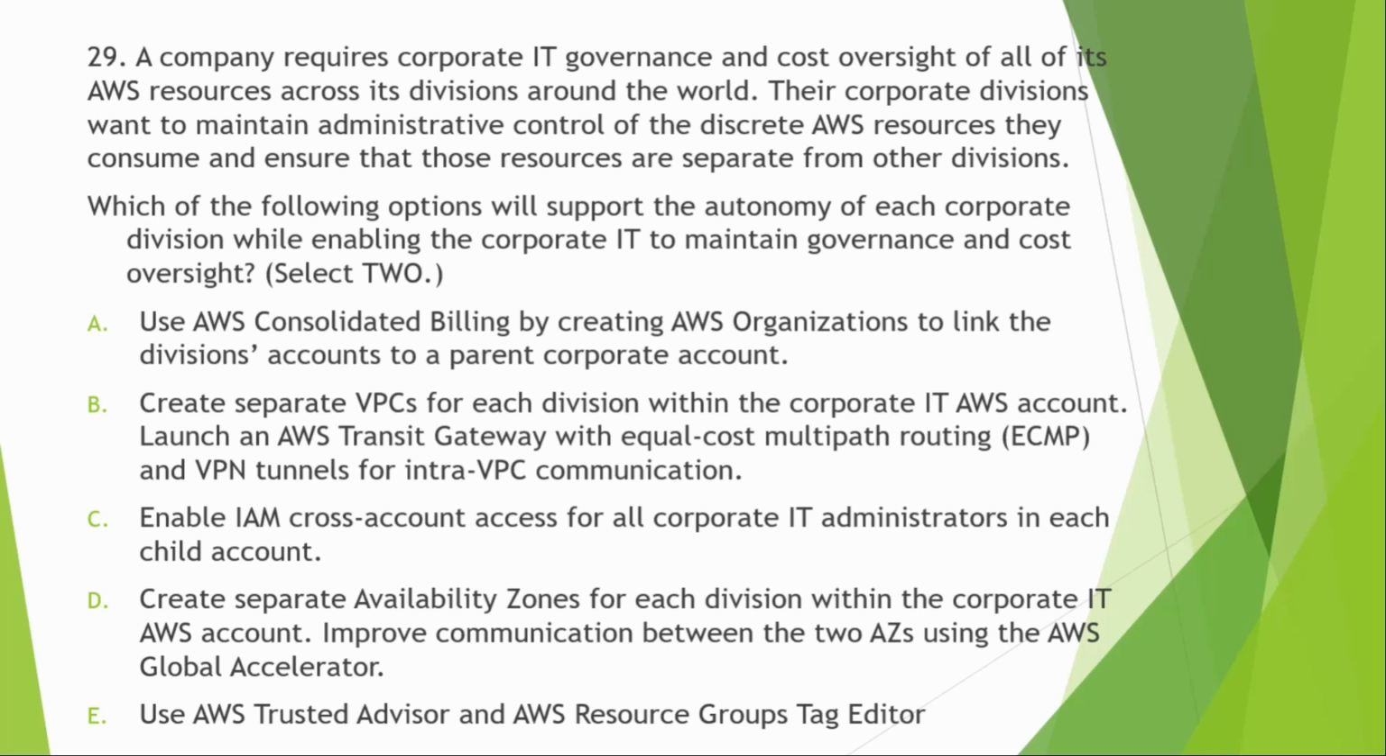Okay, so let's see why the other three are not correct. Now, create a separate VPC for each division within the corporate IT AWS account and launch an AWS Transit Gateway with equal cost multipath routing and VPN tunnels for intra VPC communication. So this is incorrect because creating separate VPCs would not separate the divisions from each other since they will still be operating under the same account, correct? And if they are operating in the same account, they will contribute to the same billing each month.